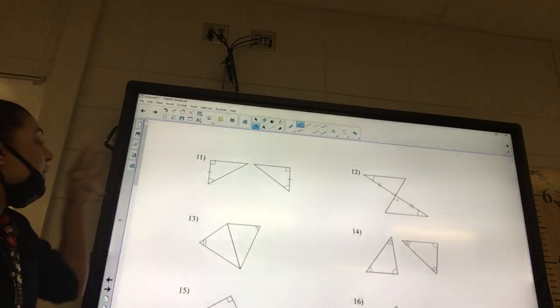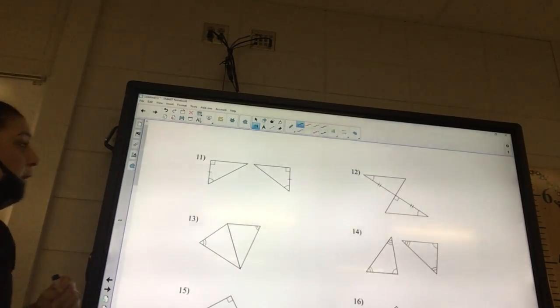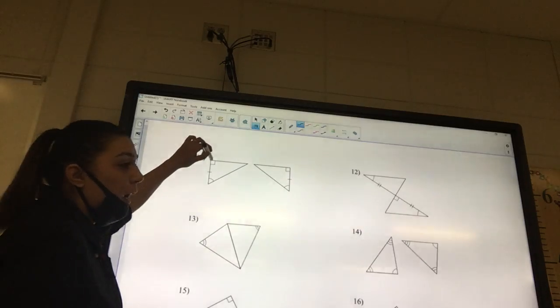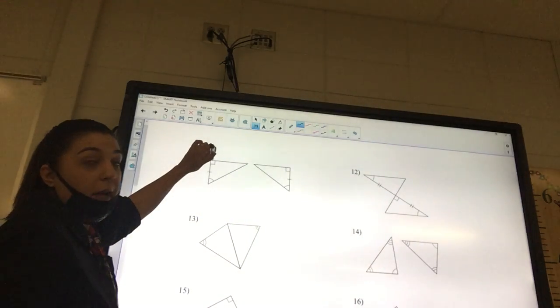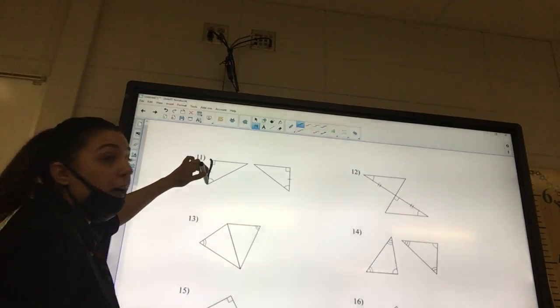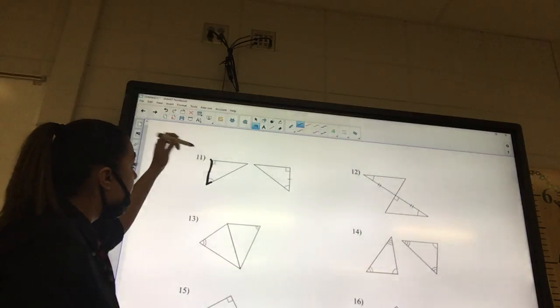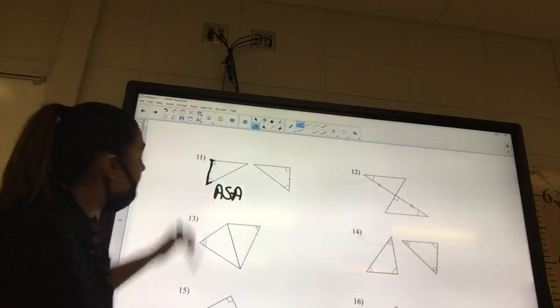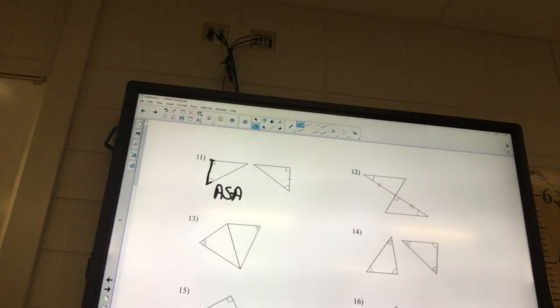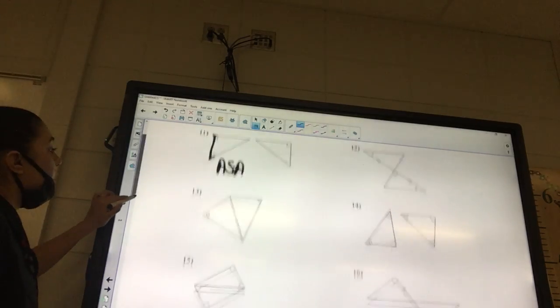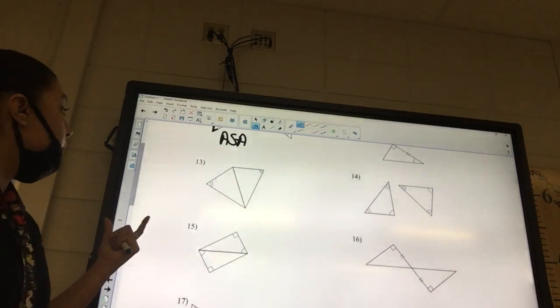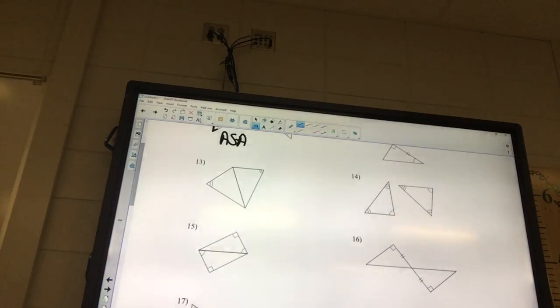Okay, so we got 2 angles marked and a side marked. Does that work out? Okay, if we start here, I'm at an angle, side, angle. Okay, angle, side, angle. Okay, look at 13. What is marked? One angle, one set of angles. Is there anything we can mark?